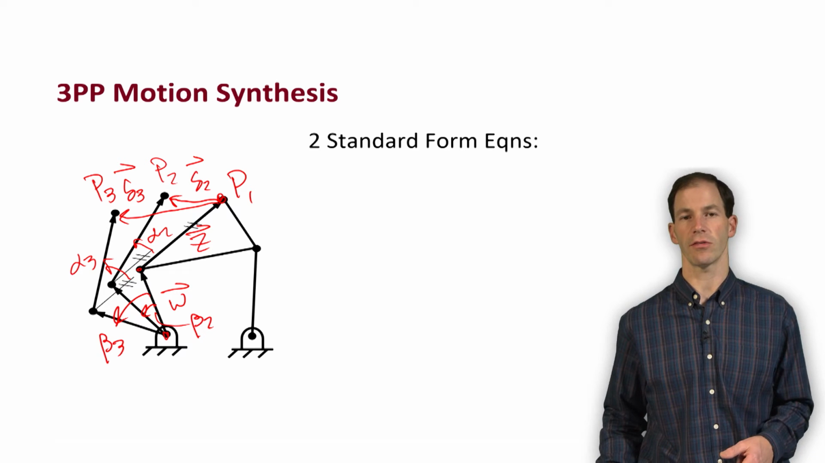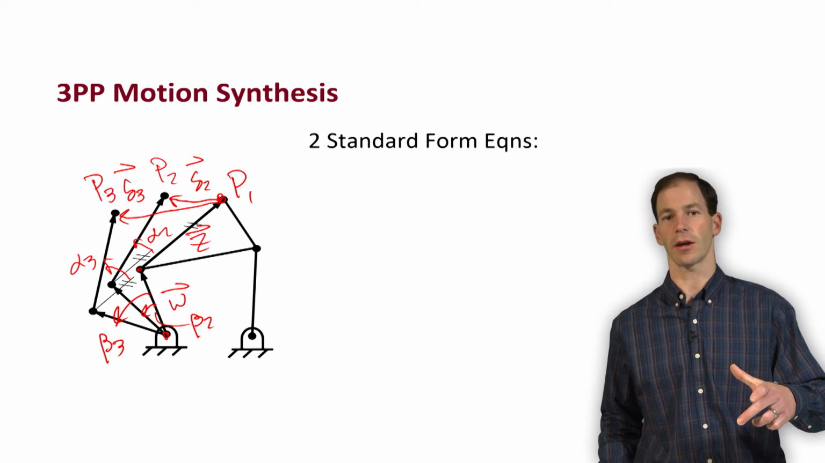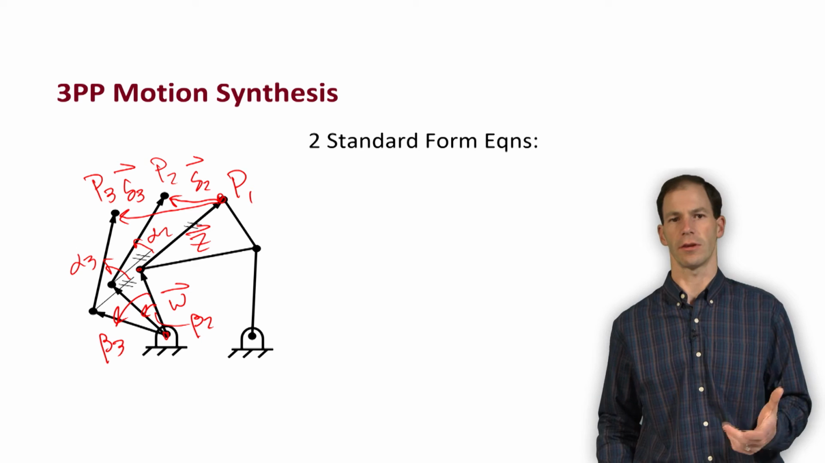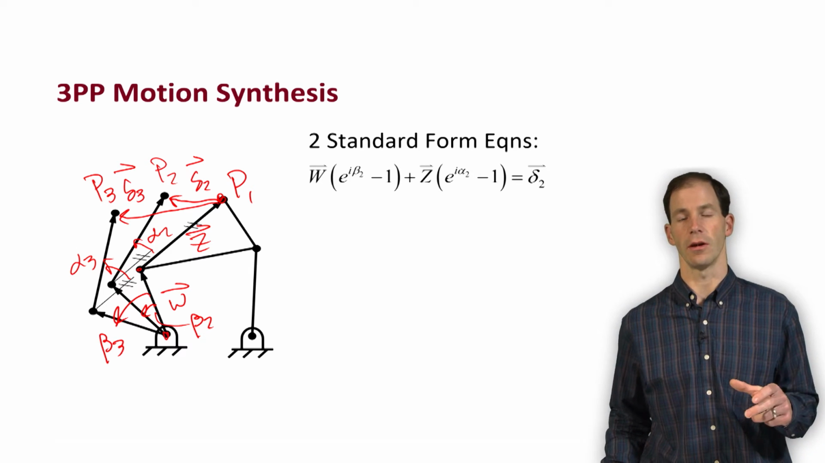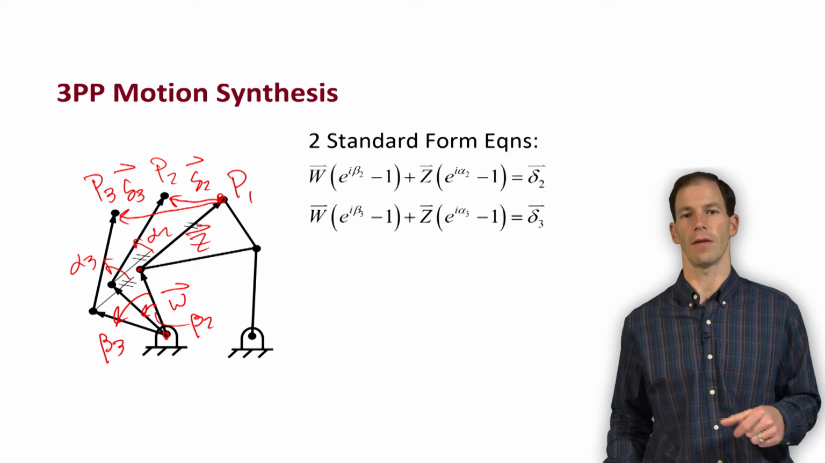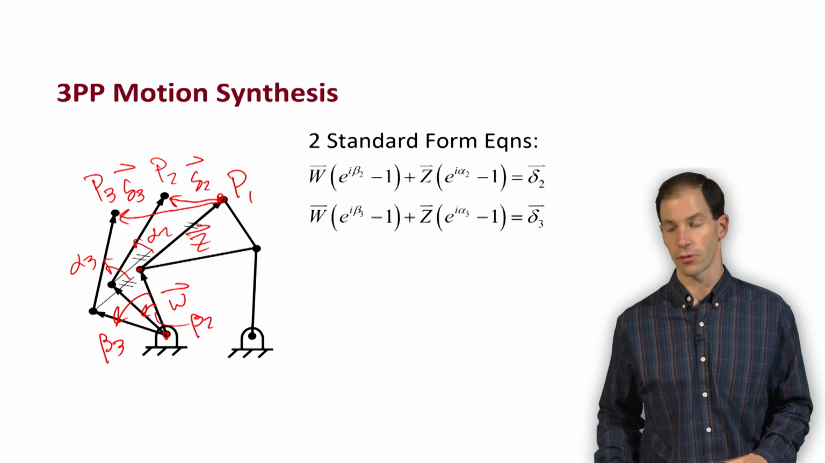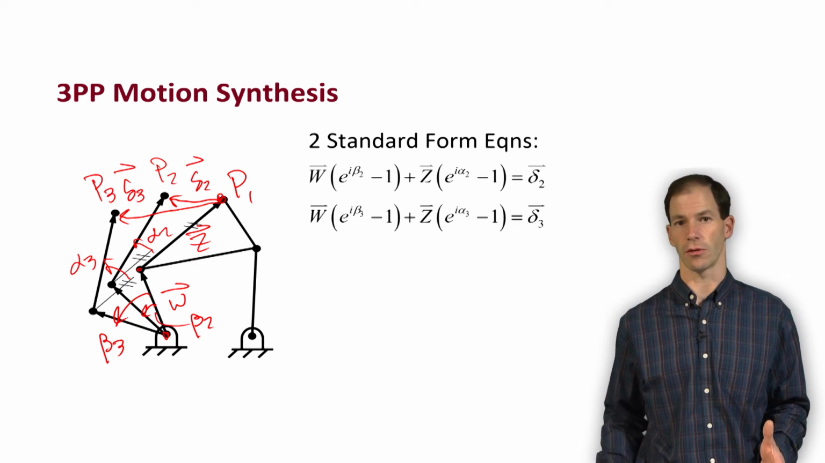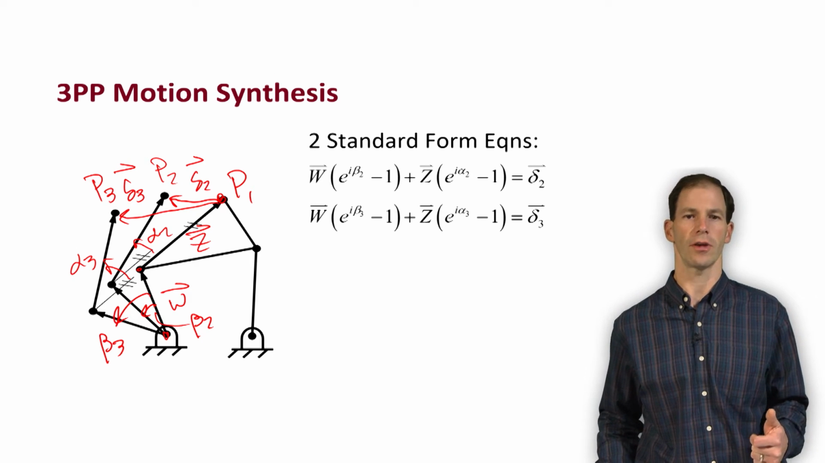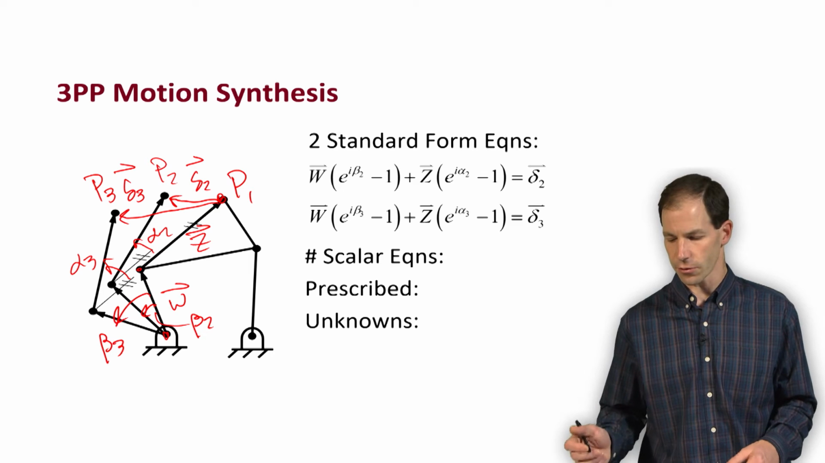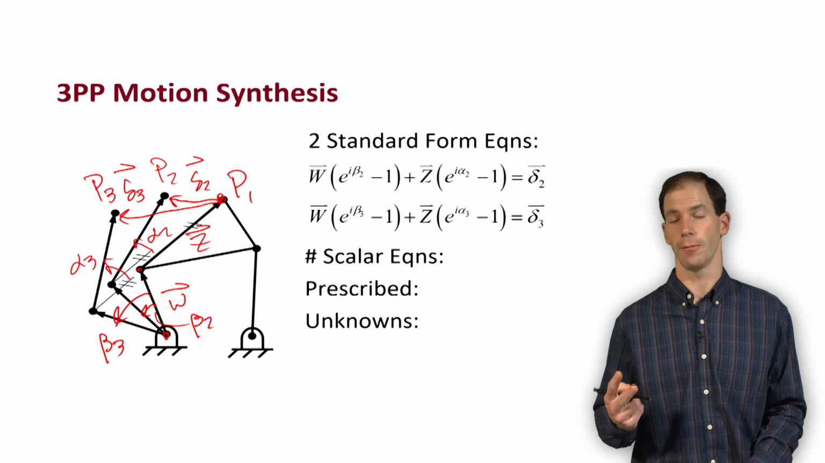So just like we did previously, I'm going to go up the displaced side of the mechanism, come back down the undisplaced, the W and the Z, and form these standard form equations. I've got from the first to the second position, and then first to the third position. So now I have two standard form equations, and now I can start to calculate or count up how many knowns, how many unknowns. So first of all, scalar equations. I've got two vector loop equations.